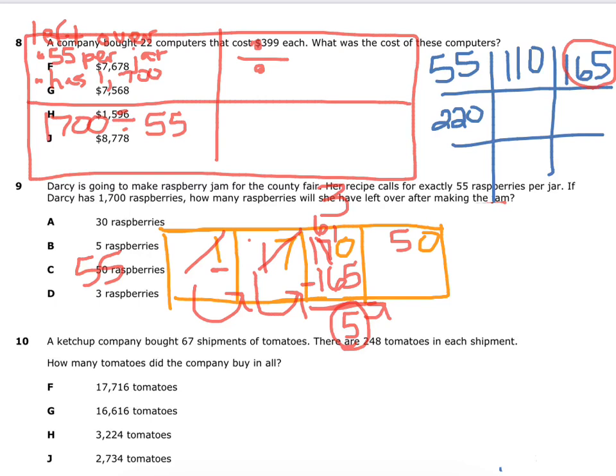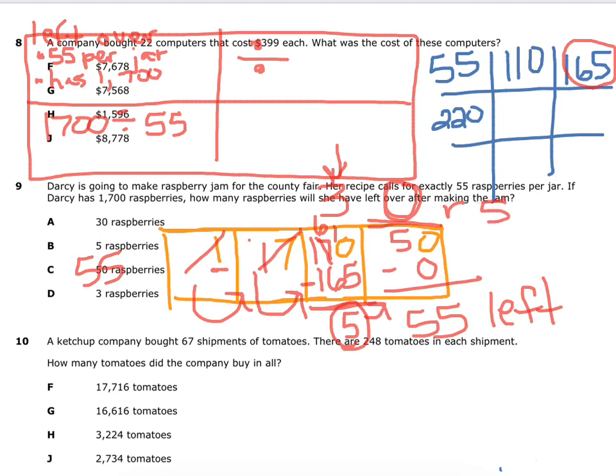55 can't go into 50. The only way for 55 to go into 50 is by multiplying it times 0. And because I have a box, I have to have a number over every box after the one I've already marked. So this box has to be a 0. 0 times 55 is 0. Subtract, and that means I have 55 left. Okay, so 30 with a remainder of 55.